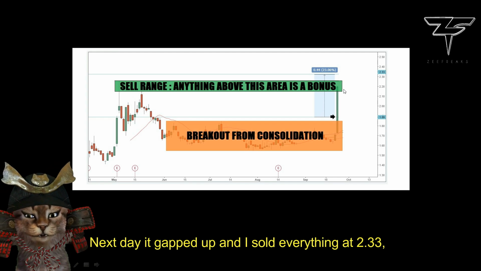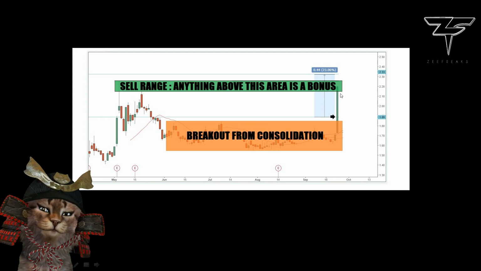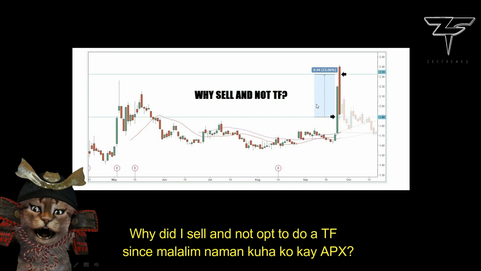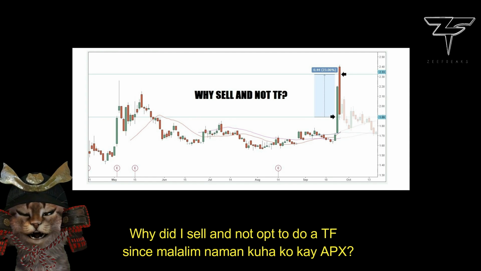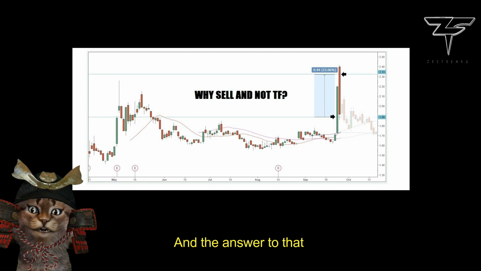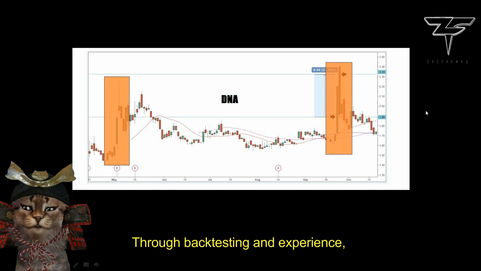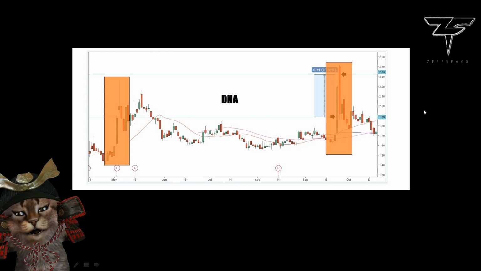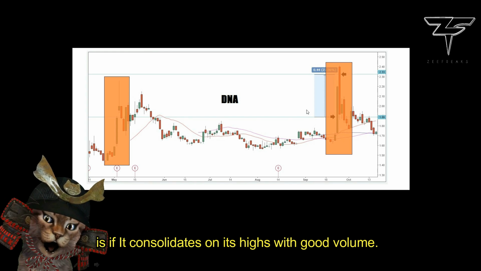Next day, it gapped up and I sold everything at 2.33. All according to plan. Now, here's the question. Why did I sell and not opt to do a TF since malalim naman yung kuha ko kay APX? And the answer to that, DNA. Now, through backtesting and experience, APX has mostly been a sell on spike. The only time I TF or trend follow this one is if it consolidates on its highs with good volume.